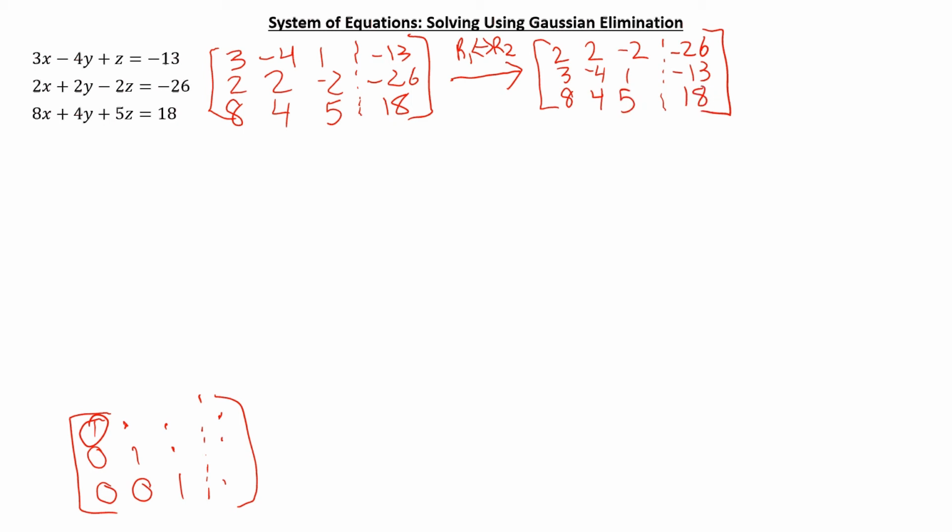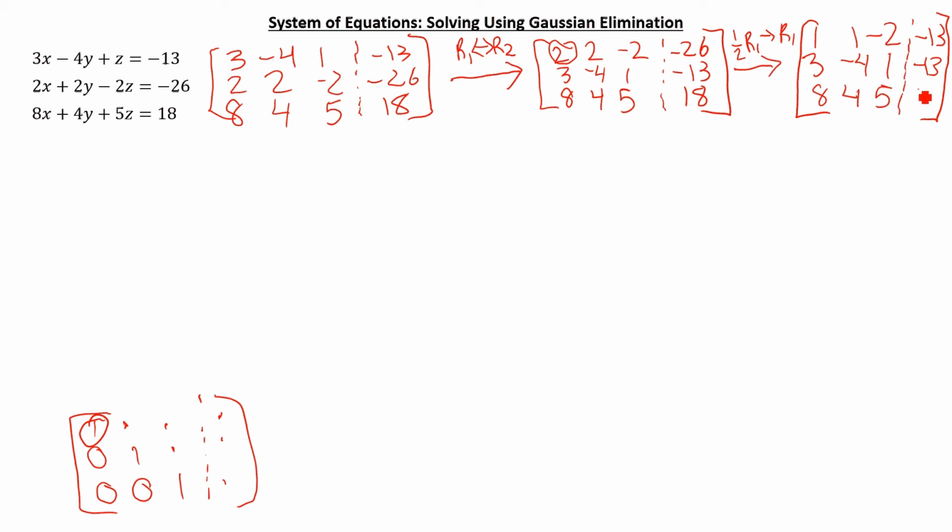Okay. So right now we have this 2, 2, -2. I'm going to make this 2 into a 1, so I'm going to multiply row 1 by a half. Remember, even though you're really dividing, division doesn't exist in matrices, so you can only really multiply by the reciprocal. To multiply everything by 1/2, we're going to get 1, 1, -1, -13. Then the next one we're going to keep the same, so 3, -4, 1, -13. And then we have 8, 4, 5, 18.